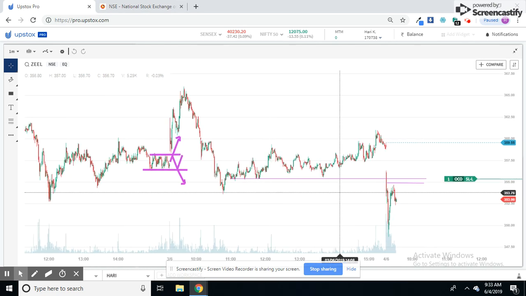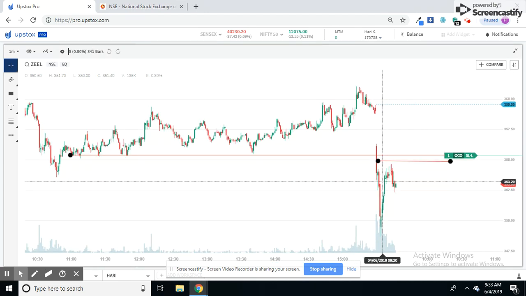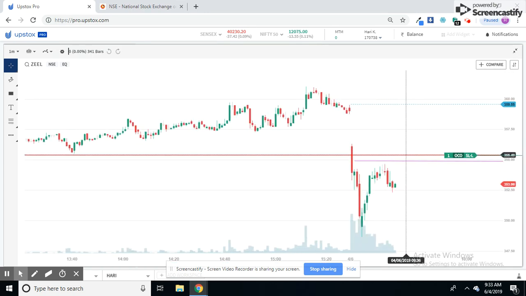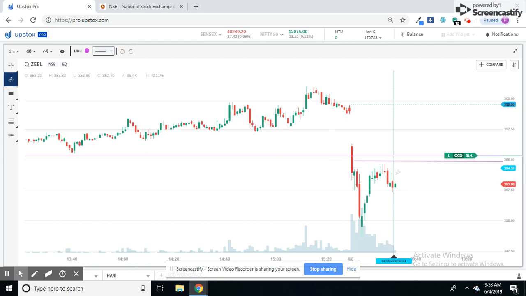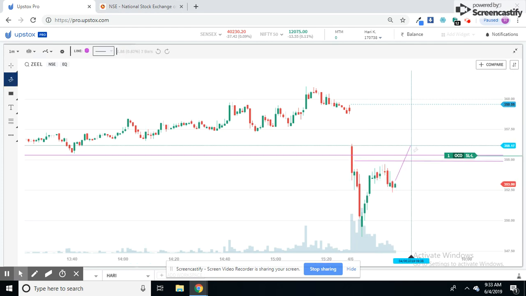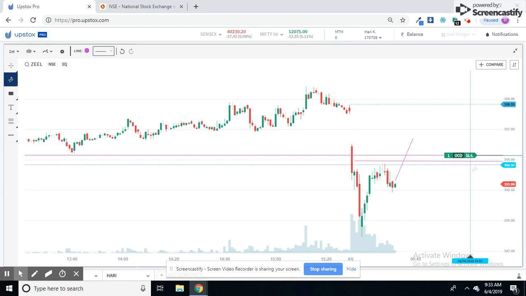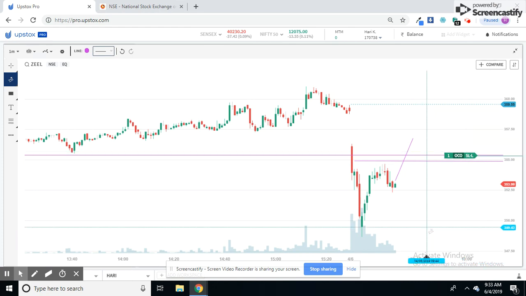So what we can infer is that if the market goes positive today and this level gets breached, it has a tendency for a considerable up move. That is, the up move will be somewhat good. We have already set our order over here. Now let's see what happens.